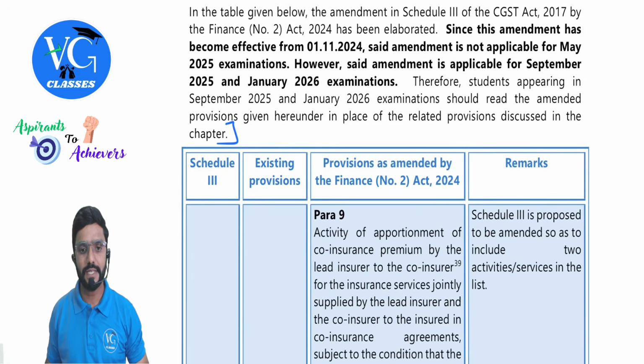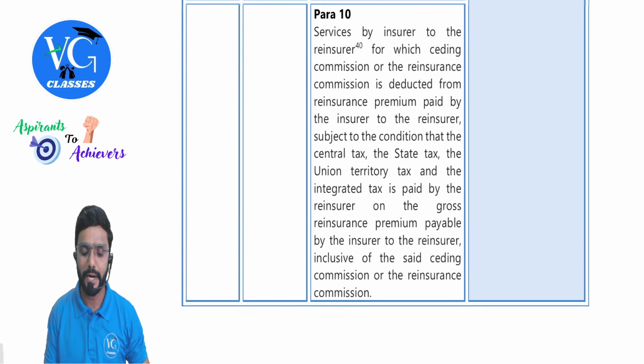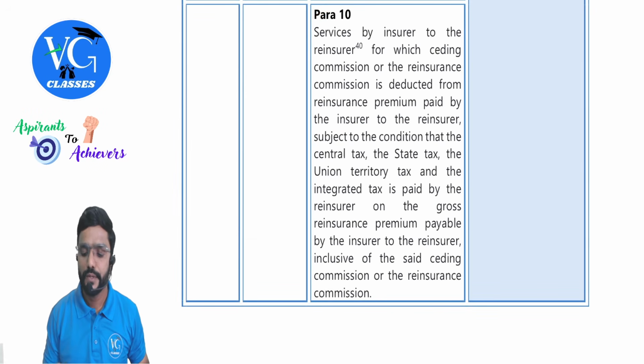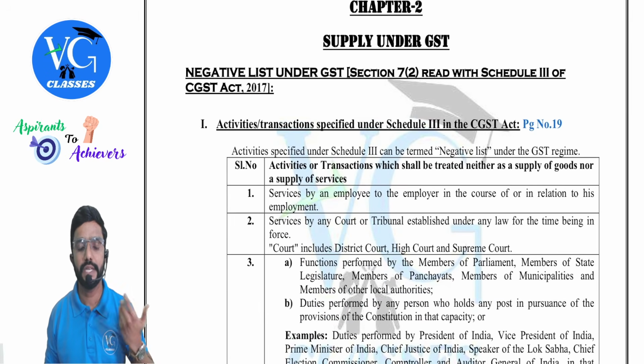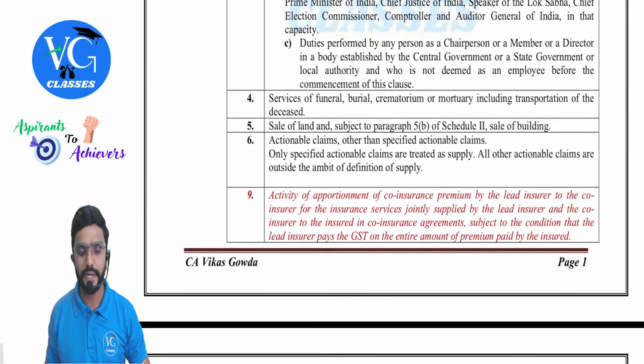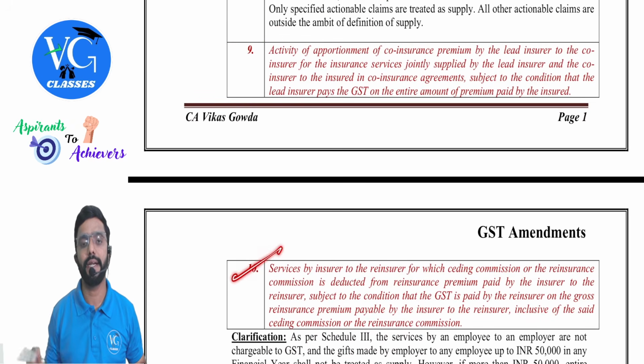Okay. So the first amendment is with respect to Schedule 3, guys. For Schedule 3, they have added two new paras, para 9 and para 10. So you can observe here. I will just show. Section 7, subsection 2, read with Schedule 3, which talks about negative list, guys. It already had various items. Now two more items have been added, para 9 and 10.